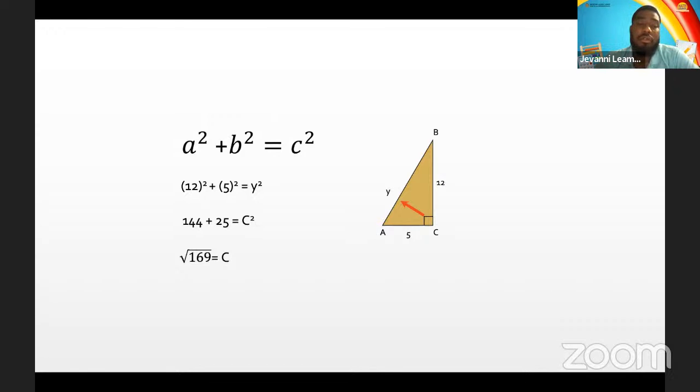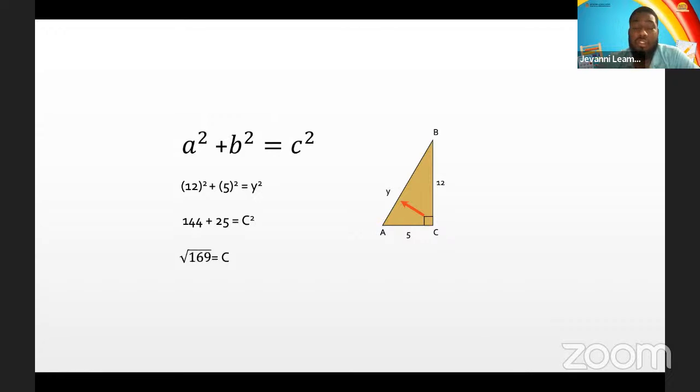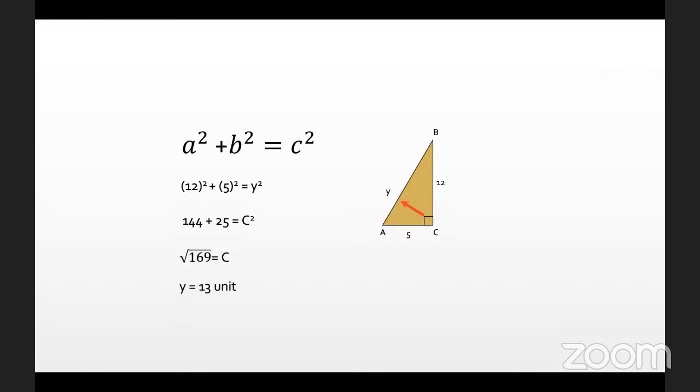So we square root both sides. So the square root of 169 is, what's the square root of 169? Can anyone tell me? I think it's 13. Okay, 13. Okay, good. And remember now that the units, we don't have centimeters, millimeters, etc. So we just write 13 units. And again, apologies for the C. It should be Y because that's the actual value that we're finding. So Y, or the length of AB, is equal to 13 units.